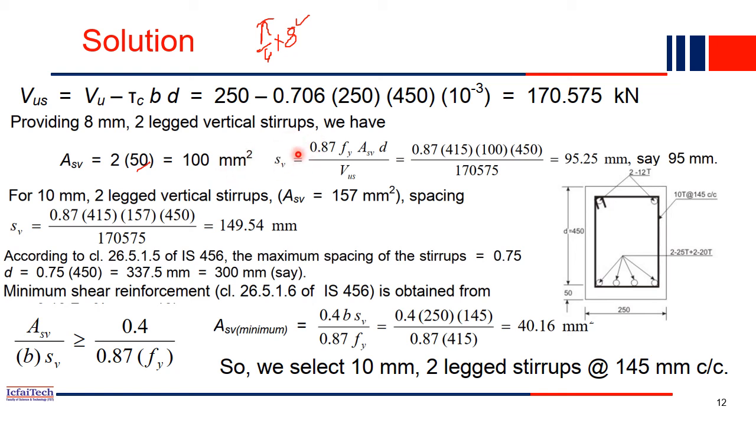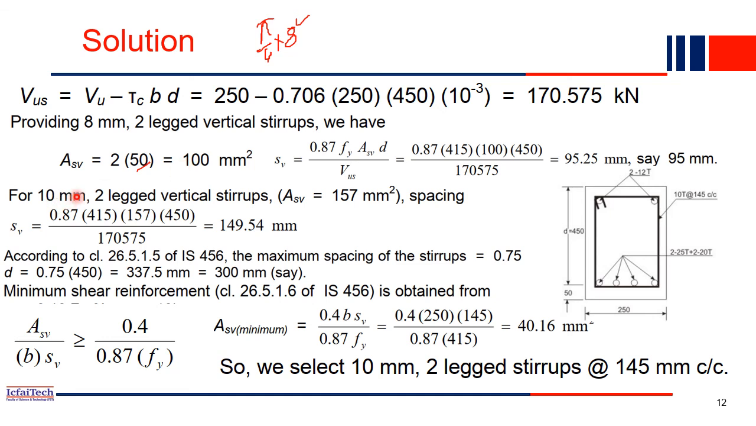Now this formula you will get in IS 456, right? In the theory part we discussed the spacing as V equal to 0.87 Fy ASV D by V US. So plug in all the values we know, and you get it. What is the spacing? Spacing is 95 mm. So the spacing of stirrups is 95 mm. If you provide 8 mm bar two-legged stirrups, then you have to provide 95 mm spacing.